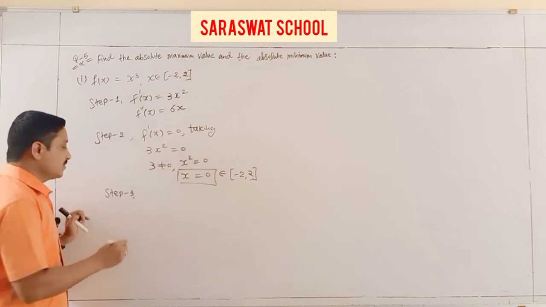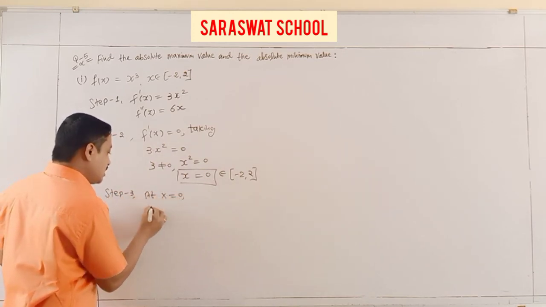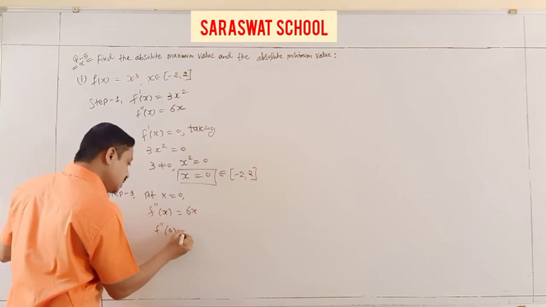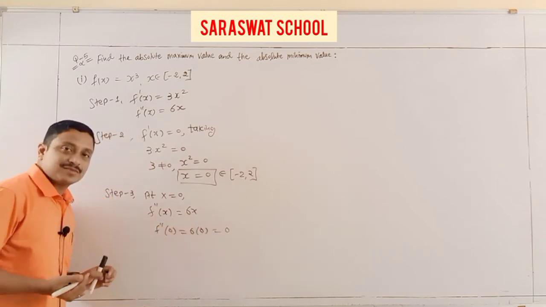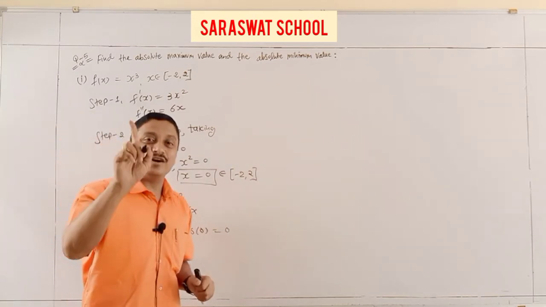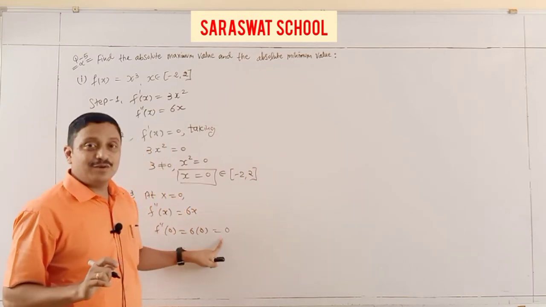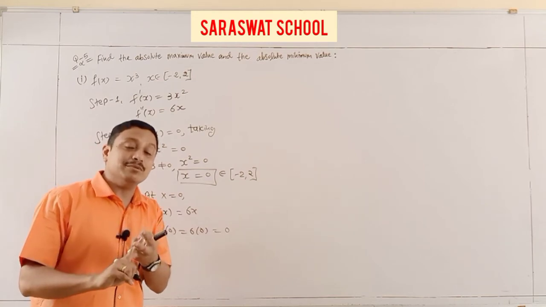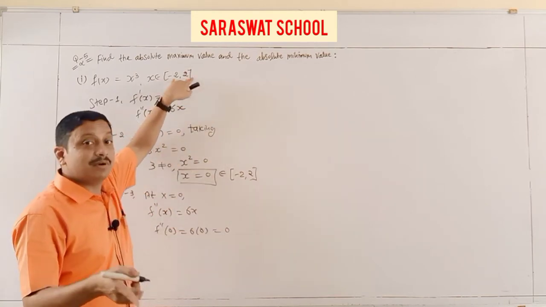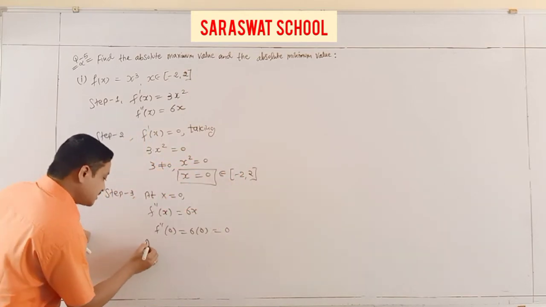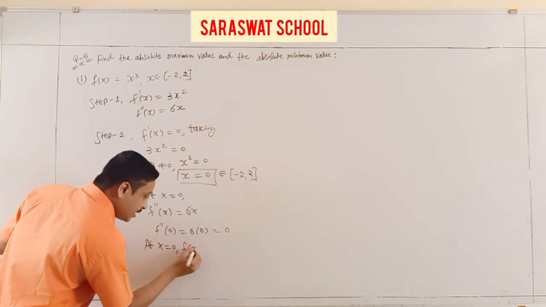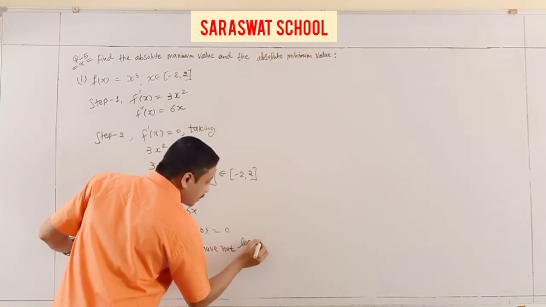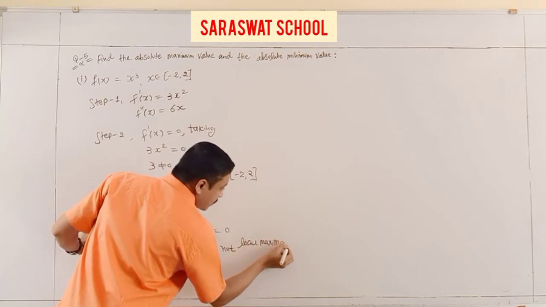First of all, checking at x is equal to 0, I check f double dash x, which is 6x. f double dash 0 is 0. It is neither greater than 0 nor less than 0. It means this value is not a possibility for local maximum or local minimum. Yes, global exists, but local does not exist. So at x is equal to 0, f(x) has not local maximum or minimum.